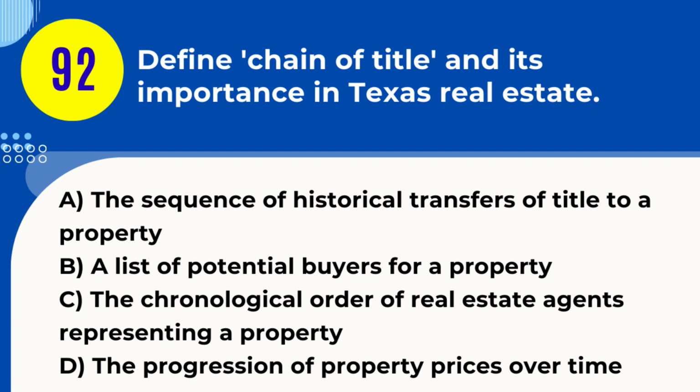Question 92. Define chain of title and its importance in Texas real estate. A. The sequence of historical transfers of title to a property. B. A list of potential buyers for a property. C. The chronological order of real estate agents representing a property. D. The progression of property prices over time.